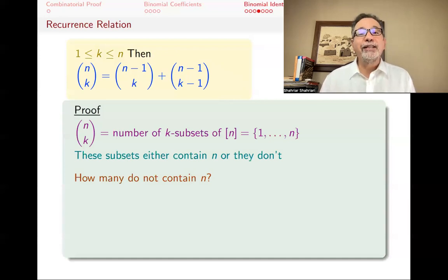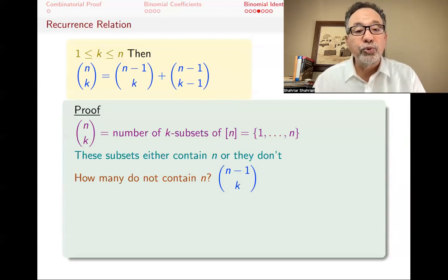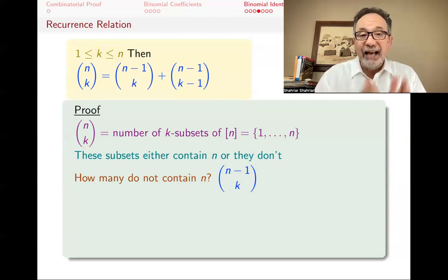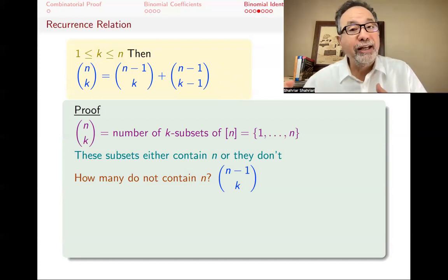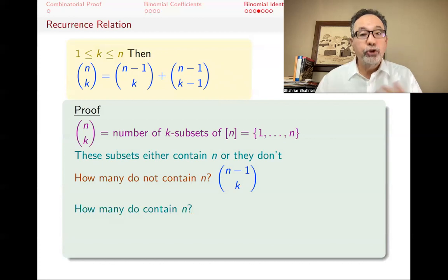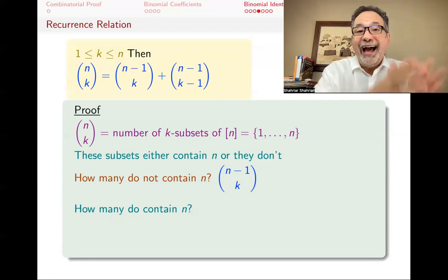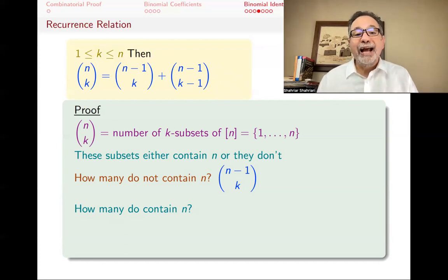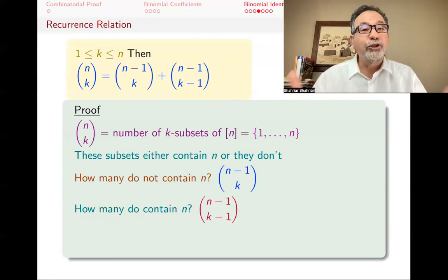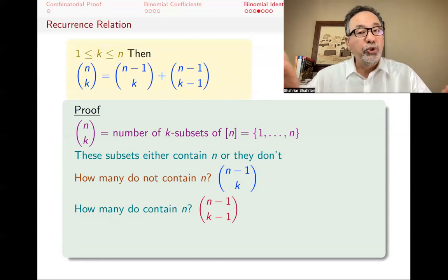Now, how many do not contain n? How many subsets of size k of 1 through n do not have n? Well, if they don't have n, then they are subsets of size k of n minus 1. And by definition, the answer is n minus 1 choose k. So there's that many subsets of size k of 1 through n that do not include n. But that's not all. How many of them do contain n? Well, if you have n in your subset and you want a subset of size k, then you've got to pick another k minus 1 elements out of the n minus 1 remaining elements. And so the number of ways of doing that is n minus 1 choose k minus 1, subsets of size k minus 1 of a set with n minus 1 elements, because you're ignoring n.